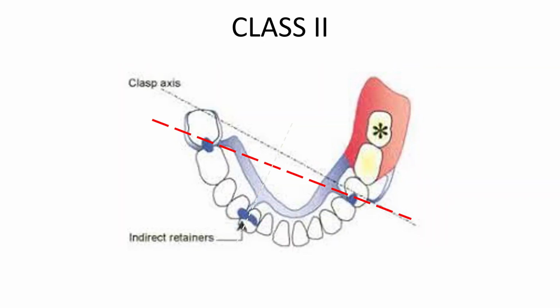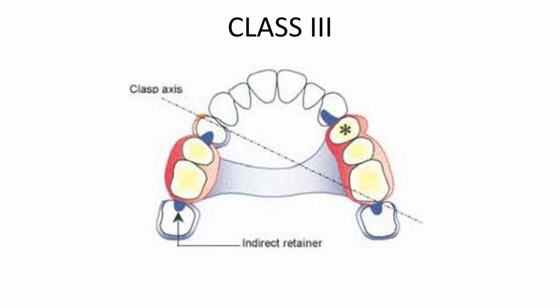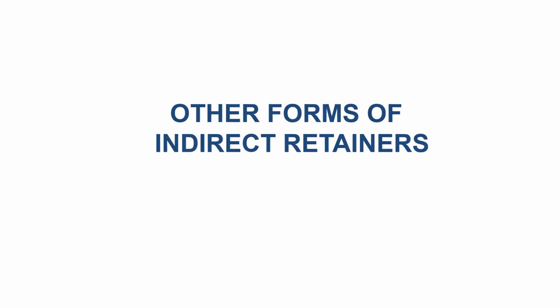In class 2, similarly, you draw a line perpendicular to the fulcrum lines, and here you have the indirect retainer either in the canine or the first premolar. This is the clinical photograph. Similarly, as I told you, class 3 does not require indirect retention because there is not much rotation movement because of the tooth support. In class 4, the fulcrum line is more anterior, so the indirect retainers are pushed to the posterior abutment teeth.